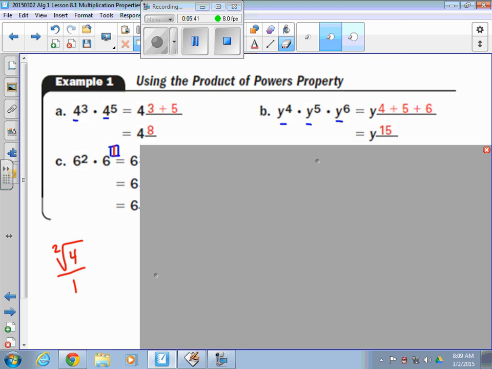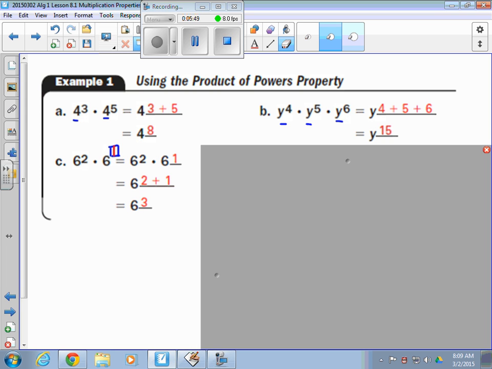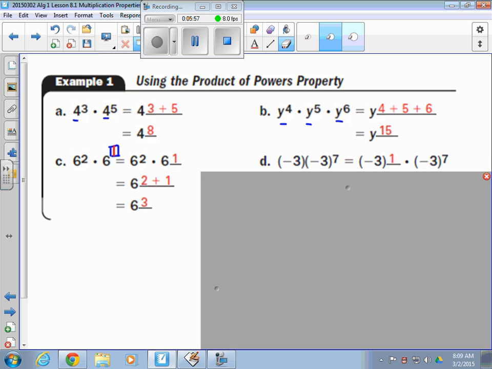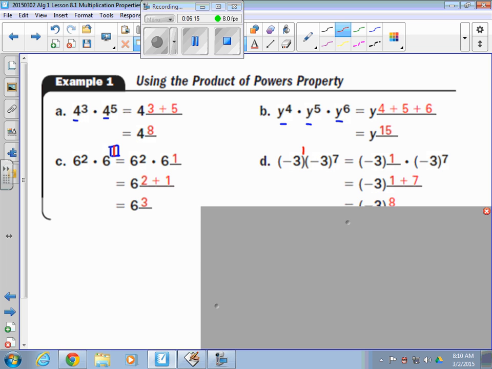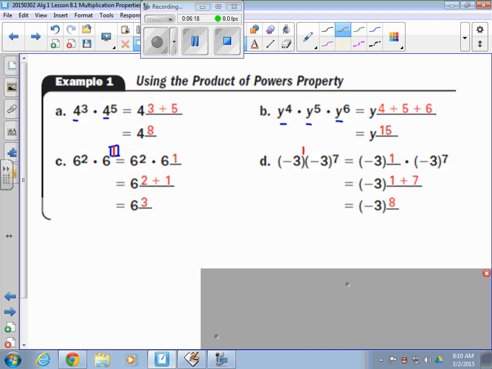It's the same thing. But when you're doing a problem like 6 squared times 6, you have to remember that there's an exponent of 1 right there, which means 6 squared times 6 to the first power, which means 6 to the 2 plus 1, which is 6 to the third. And then the last one, negative 3 times negative 3 to the 7th. Again, both bases are negative 3. But just like with c, you have to remember that there's a 1 right there. Negative 3 to the first power times negative 3 to the 7th power. Add 1 plus 7. So it's negative 3 to the 1 plus 7, which is negative 3 to the 8th power. Again, very simple concept.